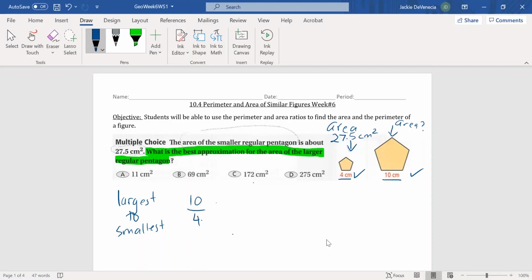Now, with all of these, you want to get into simplest form. You need to ask yourself, what is the greatest common factor between 10 and 4? Or what is the biggest multiplication table that has a 10 and a 4 in it? I know it's 2. I'm going to divide both sides by 2. 10 divided by 2, that's 5. 4 divided by 2, that's 2. So this represents my perimeter ratio, and this is my scale factor too.